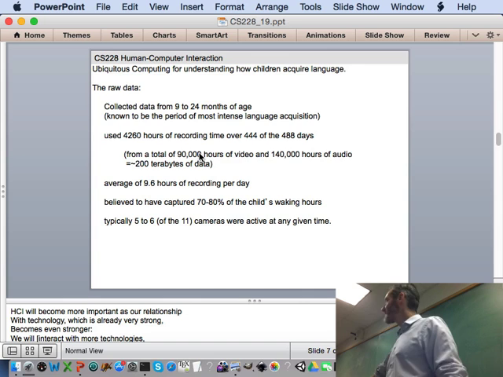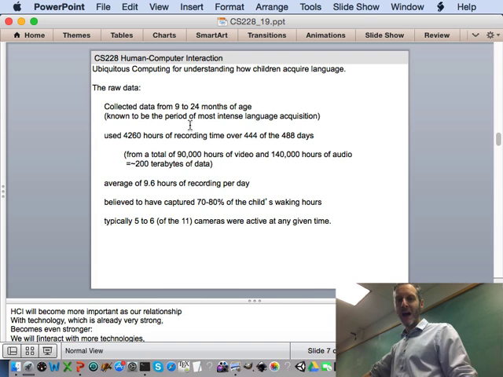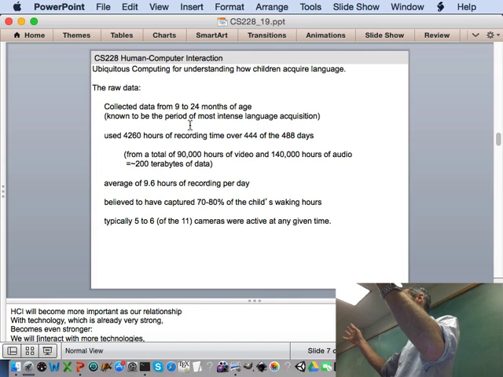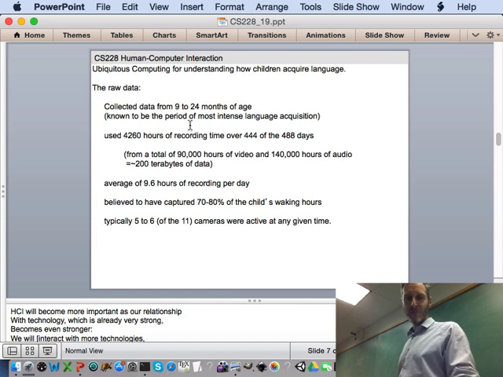They collected that data over an 18-month period from 9 months of age to 24 months of age, which is the language-sensitive part of a child's life, and you're going to see this in some data in a moment. This is sort of the sponge phase when children start to acquire their mother tongue at an amazing rate.